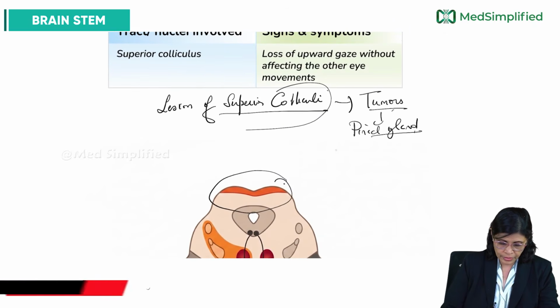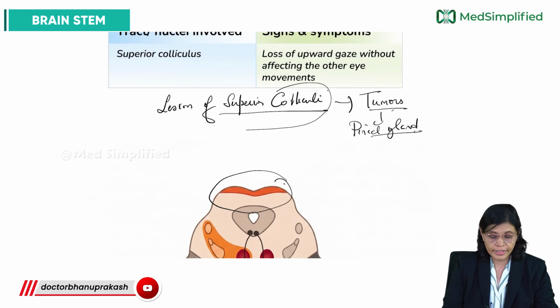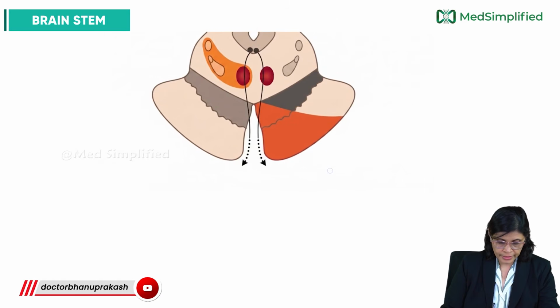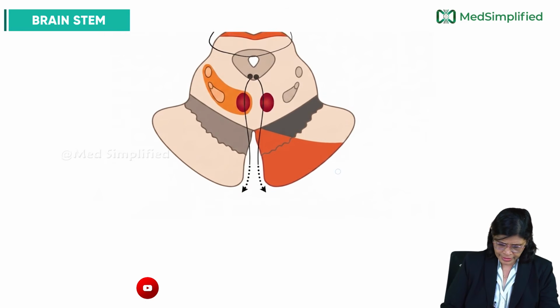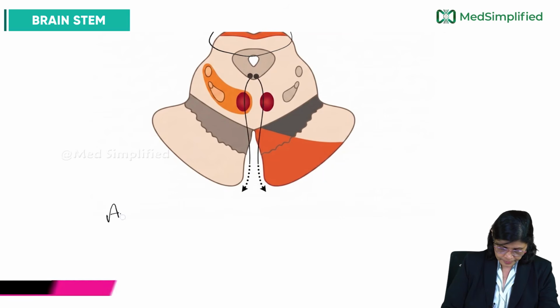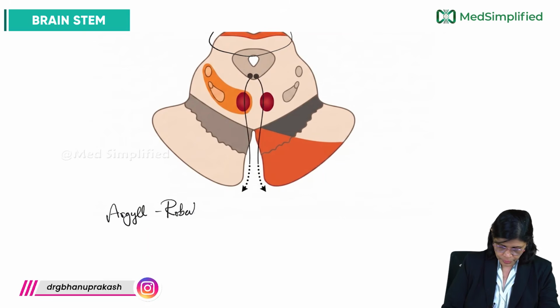So what do we see? Because the superior colliculus is involved there, there is loss of upward gaze without affecting the other eye movements. Another thing which we see in relation to the lesions here is the Argyll-Robertson pupil. So what is Argyll-Robertson pupil?